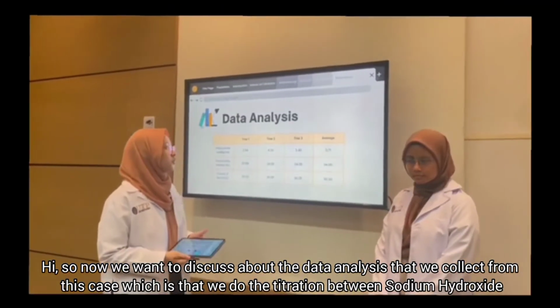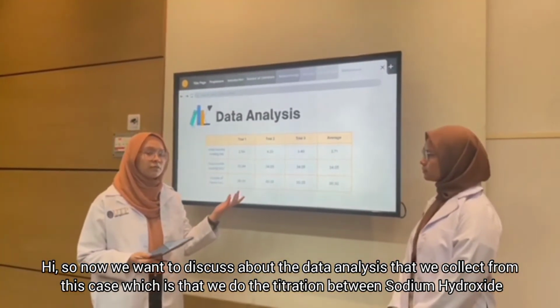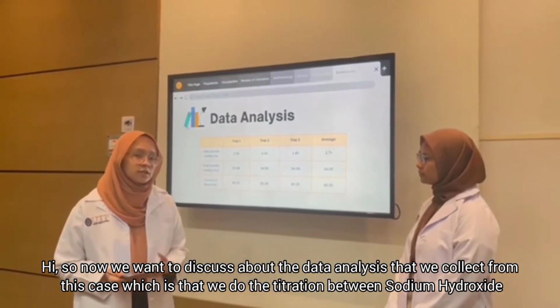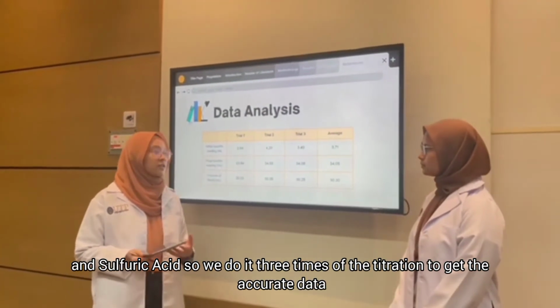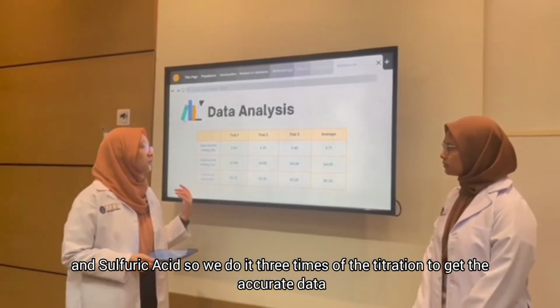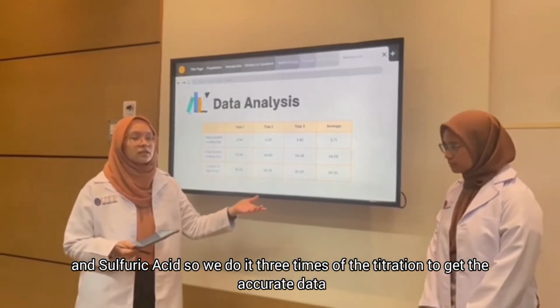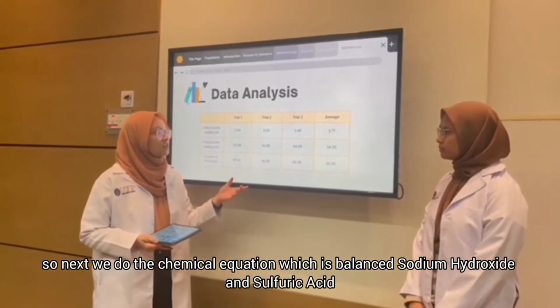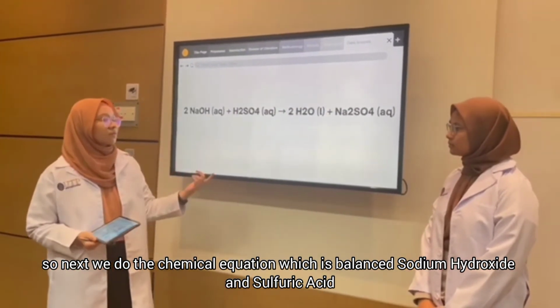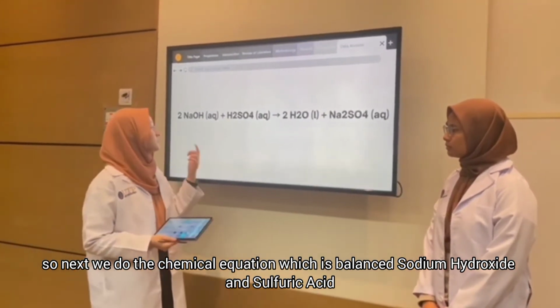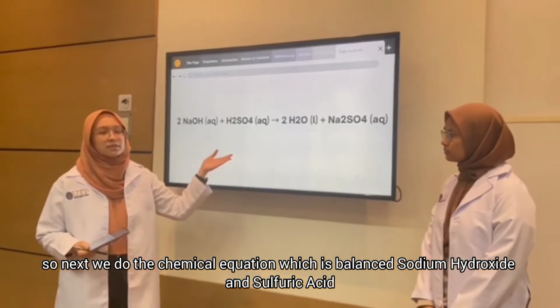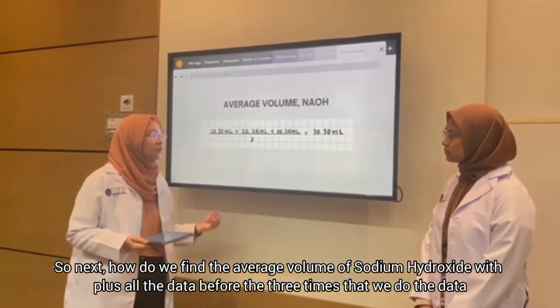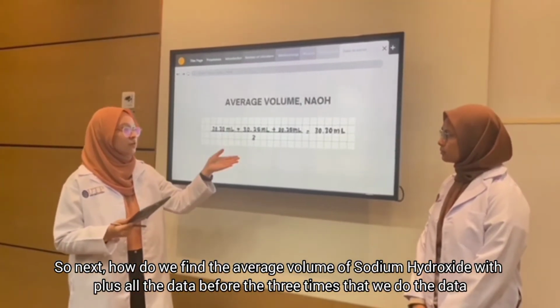Hi, so now we want to discuss the data analysis that we collected from this case, which is the titration between sodium hydroxide and sulfuric acid. We did the titration 3 times to get accurate data. Next, we do the chemical equation, which is balancing sodium hydroxide and sulfuric acid. So next, how do we find the average volume of sodium hydroxide?